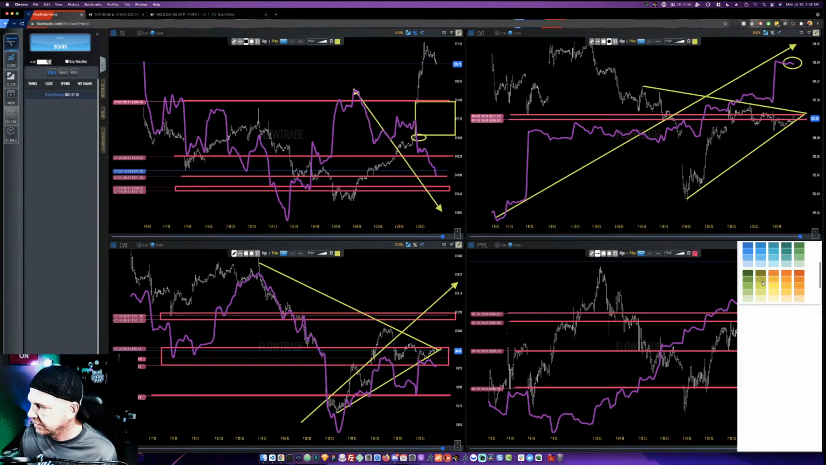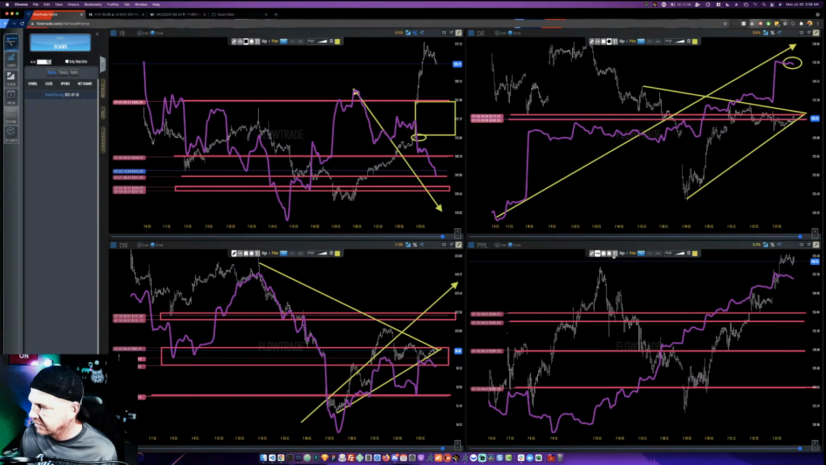Let me just show you this. So the algo's pretty much been net buying with price action. I don't even know what to call this. I messed up that line. Let's try something else.